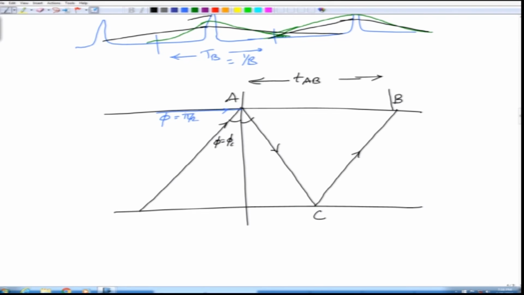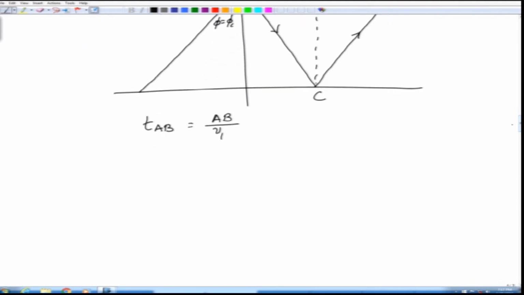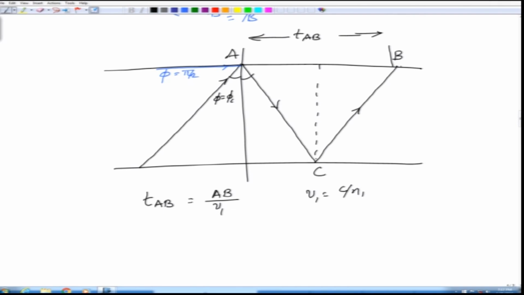Because of the symmetry here, the total time AB can be written as the time taken by the ray to travel from A to C and C to B. So if you call TAB the time taken from A to B, this would be equal to the distance AB divided by the velocity with which this ray has been traveling. V1 is given by c by n1. Now, here is a catch. The distance AB is the longitudinal distance, not the transverse distance that you have to consider.